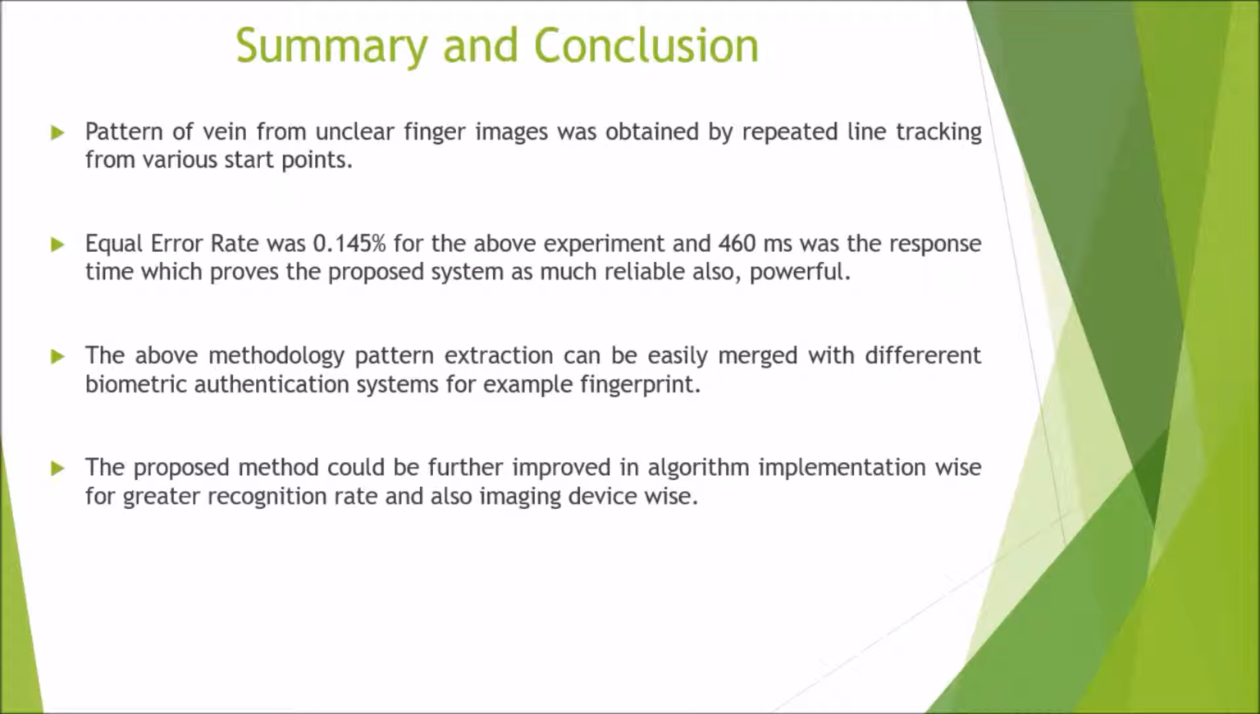Finally, coming to the summary and conclusion, a system for pattern identification on the basis of vein patterns of a person's finger was designed. For proper vein pattern extraction from unclear images, line tracking was done repeatedly with different starting points. Experimental results with an equal error rate of 0.145% and a response time of 460 milliseconds proved that this is a much more reliable and powerful system. This methodology of system design can be easily combined with other biometric identification methods like fingerprint. This system can be improved both in terms of the algorithm for greater recognition rate as well as the imaging device.